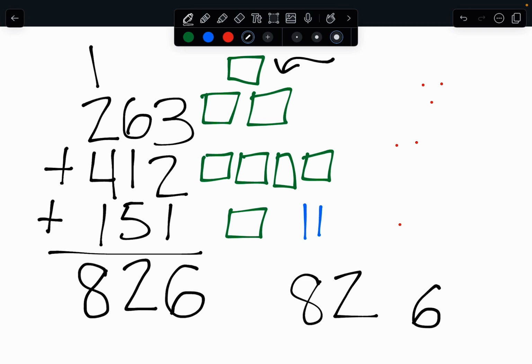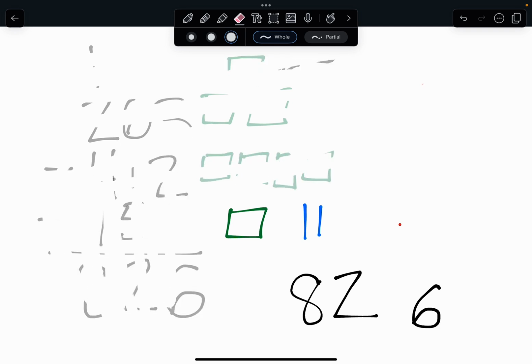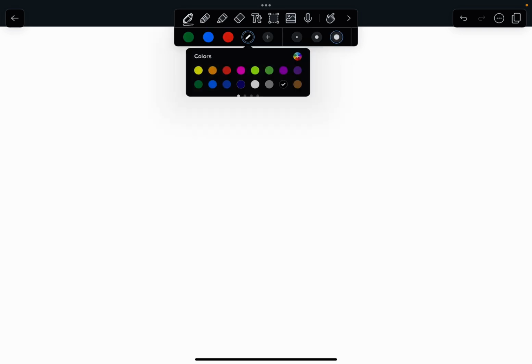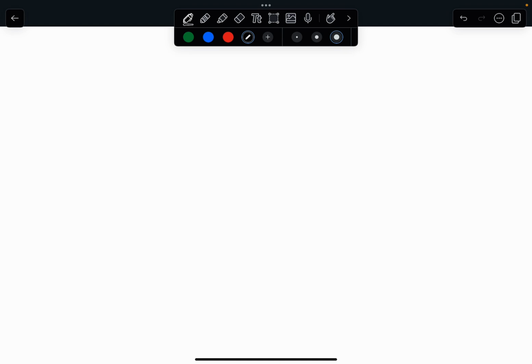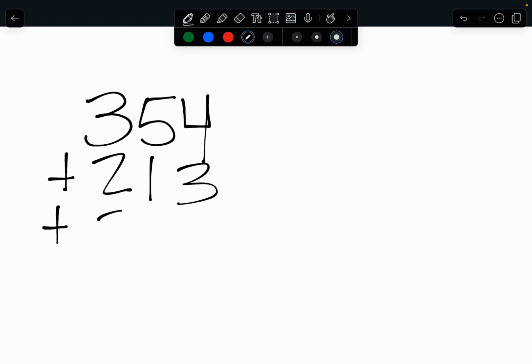All right, very last problem. This one I do want you to try on your own. So pause the video after I've given you the numbers. Try it, and then we'll check it together. Okay? Here we go. Last one. 354 plus 213 plus 232. Pause the video and try it on your own.